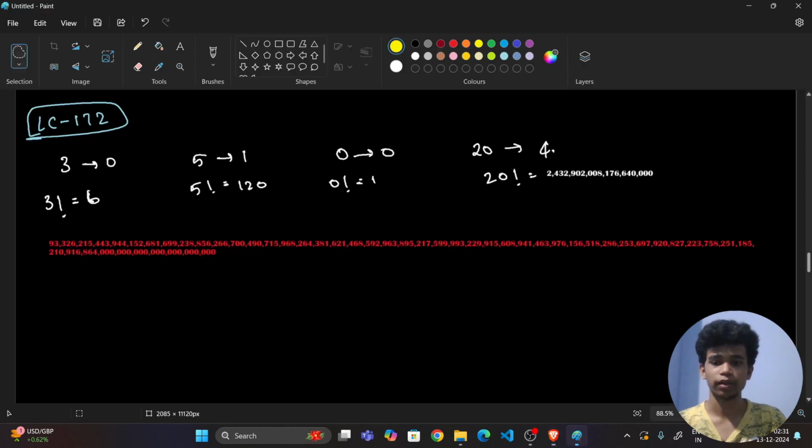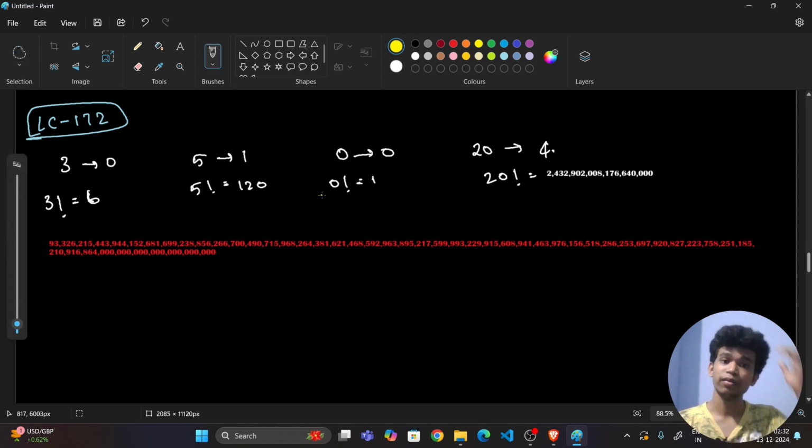That's it. See here, take for example 3. What's 3 factorial? It is 6. Is there a trailing 0? No. So it will be 0. For 5, the 5 factorial is 120. There is 1 trailing 0. So it will be 1. For 0, there is no trailing 0. For 20, here and there is some 0, but we don't take that into consideration. We only take trailing 0s into consideration. So the trailing zeros are only 4. That's why the answer is 4.